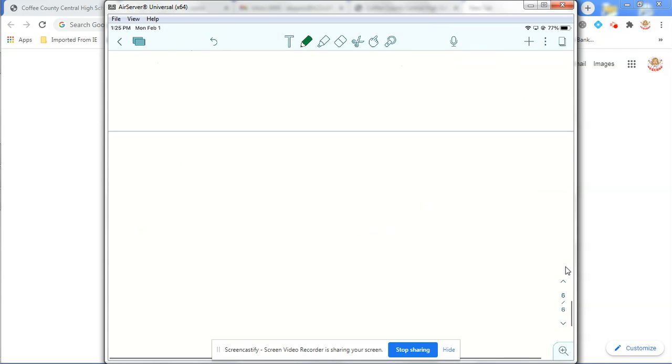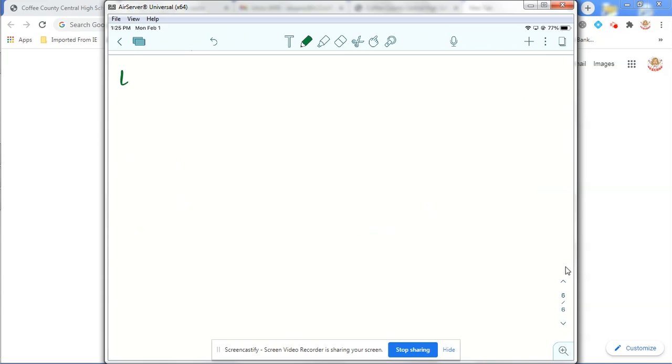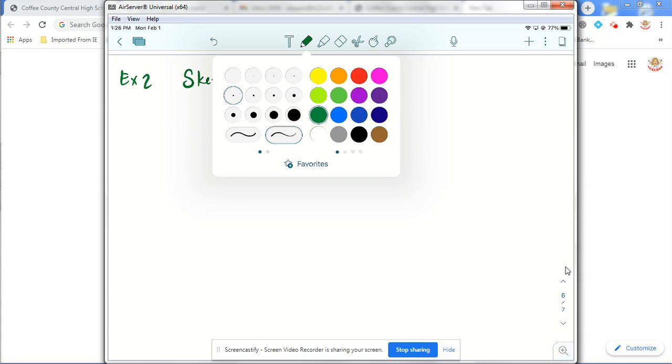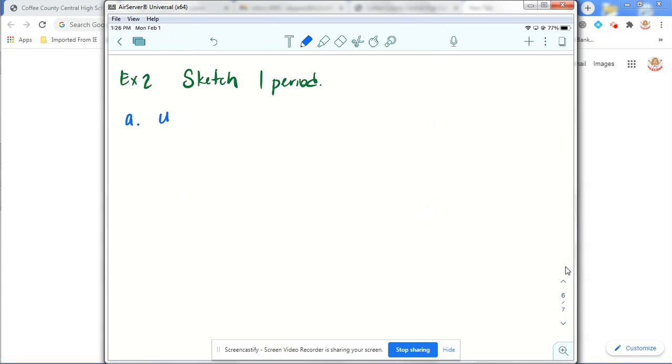All right, so we're going to do some graphs. So for example 2, we're going to sketch one period. All right, and then for the first one, A is y equals 1/3 cosine of x. No. 1/3 cosine of x over 2. All right, so you guys take a second and write down what the period and the amplitude are, please.